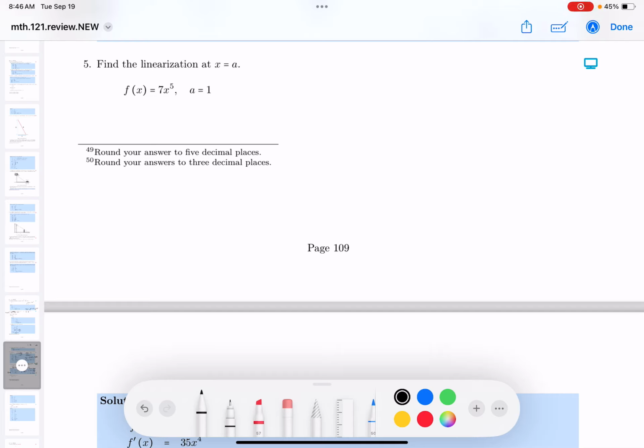All right, they want to do a linearization at x equals a. Really what they're asking for is some function L of x. And what's that function going to be? It's just simply the equation of the tangent line at 1. So let's write this down.